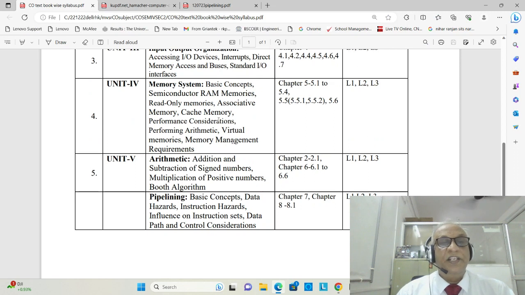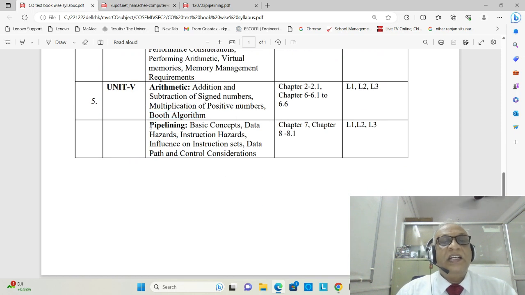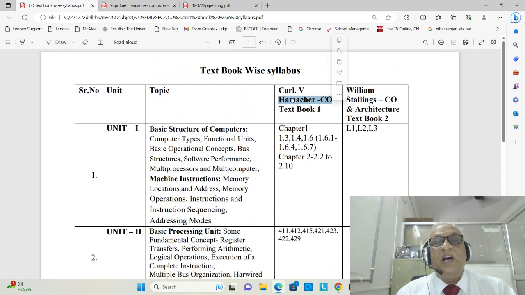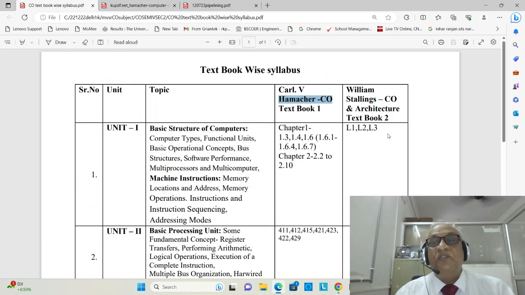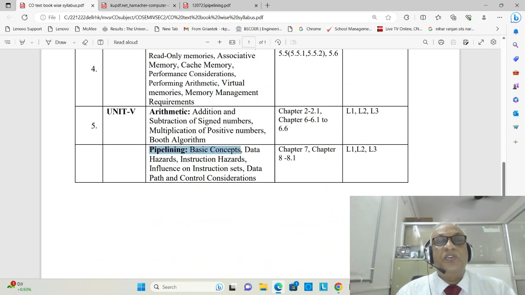So we were discussing in the previous session Unit 5 of Computer Organization subject, and we had completed Booth algorithm. Today we will start discussing the basic concepts of pipelining from Unit 5 of Computer Organization subject. This is chapter number 8 from your prescribed textbook, Carl V. Hamacher. The contents are also available in Stallings' book. So let us start discussing pipelining basic concepts.